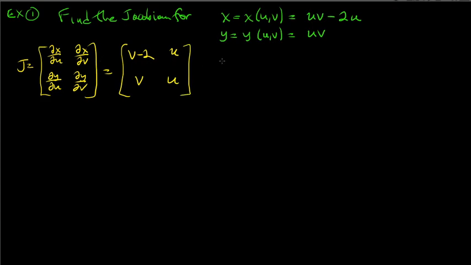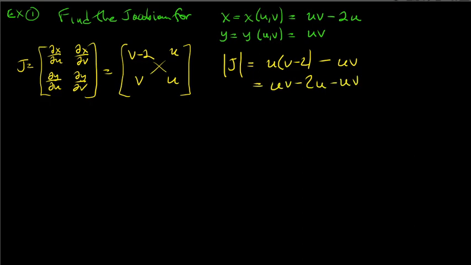So that's the Jacobian. But now, if you want to do a double integral, you want to take the determinant of the Jacobian, which is this diagonal, so u times v minus 2, and then minus this diagonal, which is u times v. So uv minus 2u minus uv, and uv minus uv, of course, is 0. So we just get negative 2v. Sorry, negative 2u. Right, so that's the Jacobian.